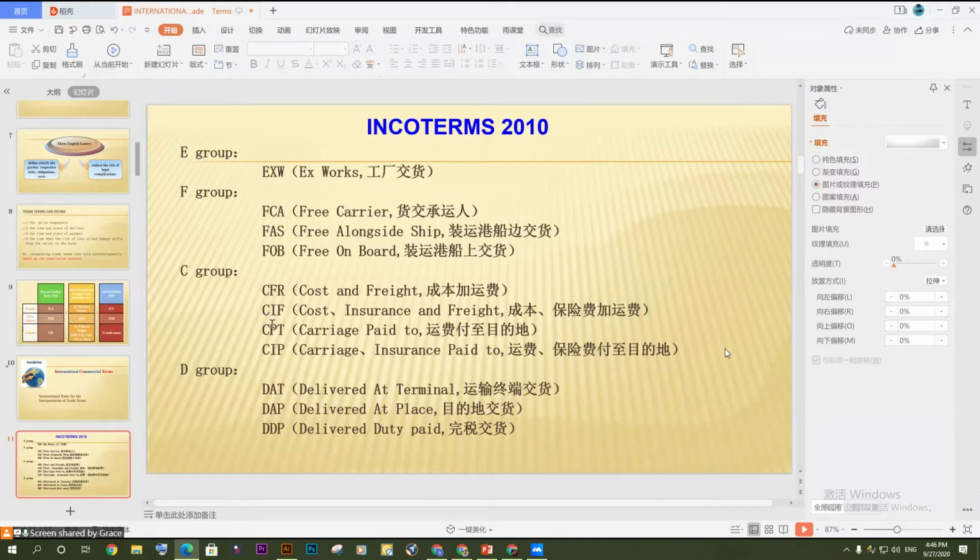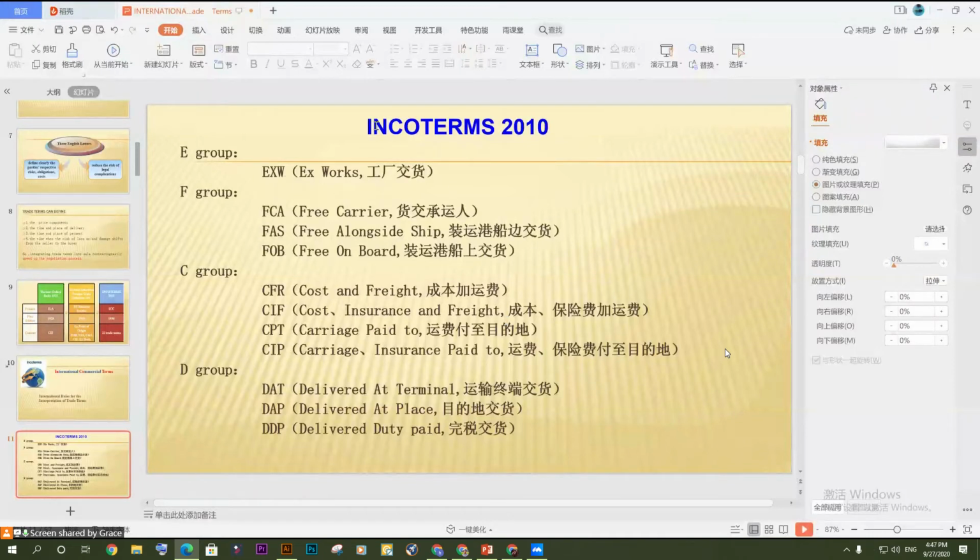CIF, the 3 English capital letters, means cost, insurance, and freight. So if we use CIF, the price of our products will include the cost, the insurance, and also the freight. So that is why the price in CIF terms is higher than the price in FOB terms.